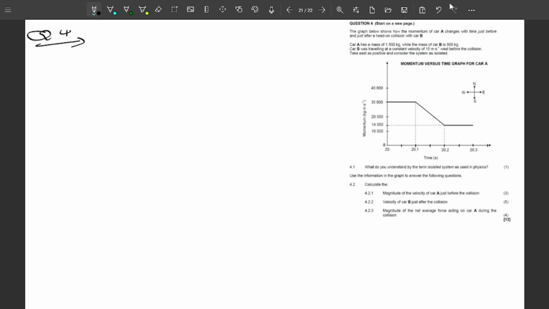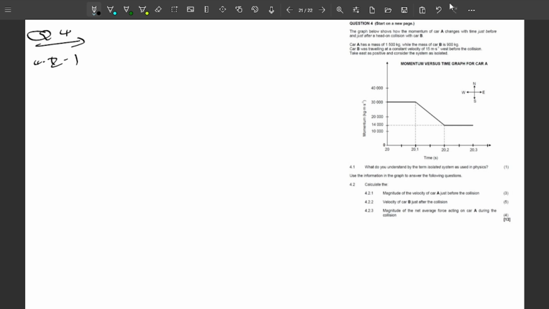They say 4.1, what do you understand by the term isolated system as used in physics? This is a very important question because we don't usually ask this type of question. Alright, so to answer this, an isolated system basically is a system where the resultant force is zero. It's isolated from its environment. There are no other forces that are affecting the system. So the answer for 4.1: it's a system in which the resultant or net force is zero, in simple terms.